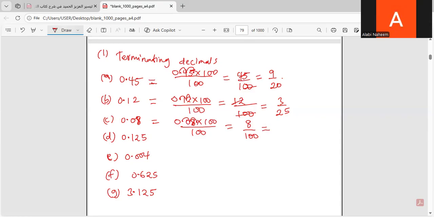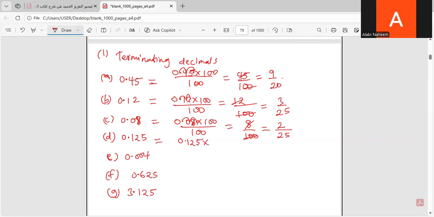So to its lowest term, you can divide by 4, right? 8 divided by 4 is 2. 100 divided by 4 is 25. 2 over 25. Next question, 0.125. It has three figures after the decimal point. Right? Three digits after the decimal point. That means you have to multiply by 1,000.